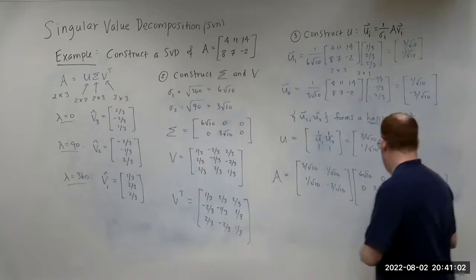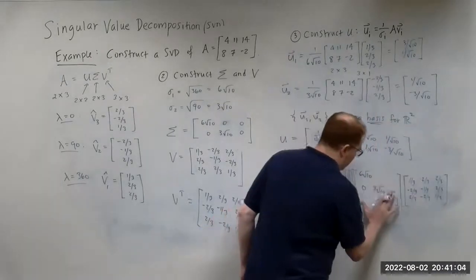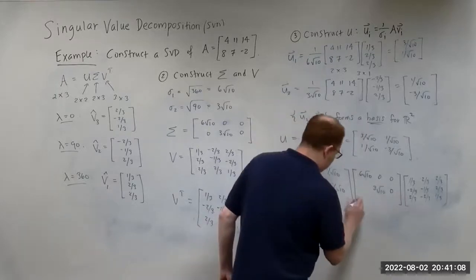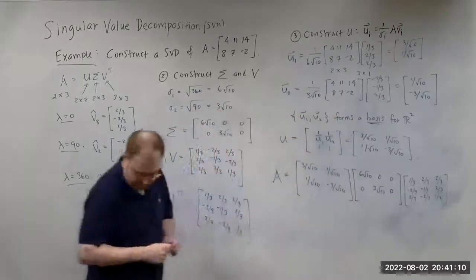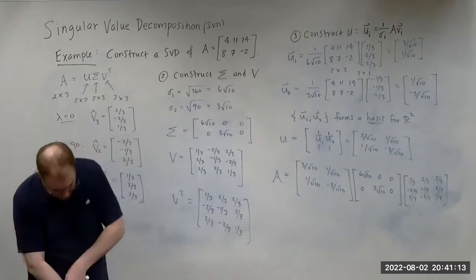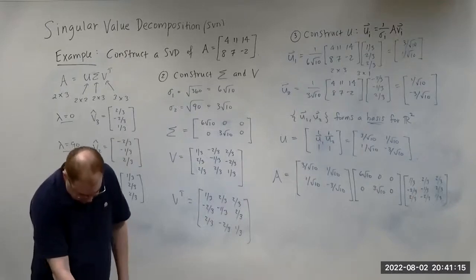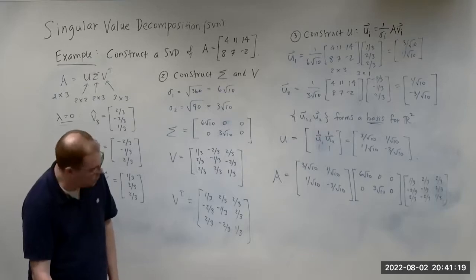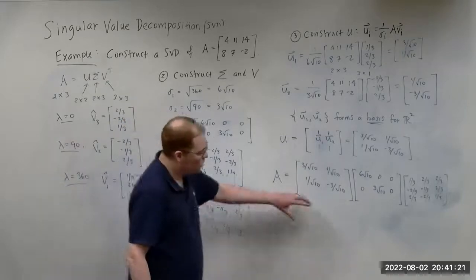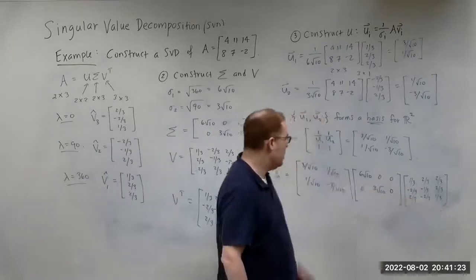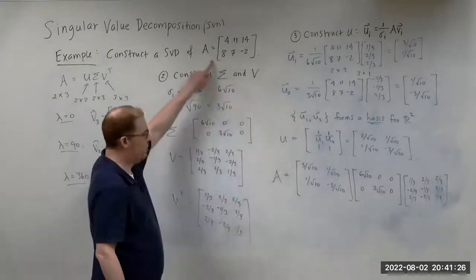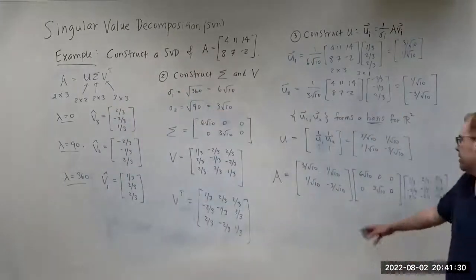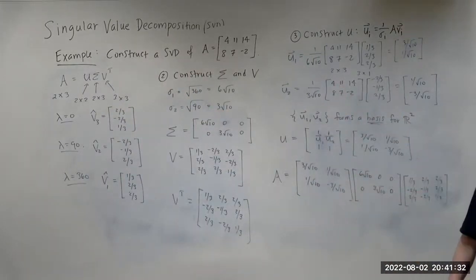Okay, double check here. Make sure my signs are correct. It should be. All right, so if you take and multiply these matrices, you end up getting back this matrix. So that is the SVD, the singular value decomposition for our matrix.